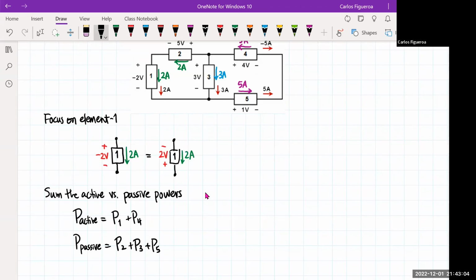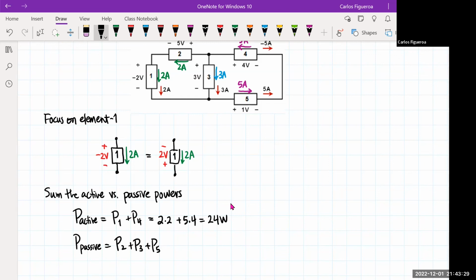So now let's compute each of the terms here. The first one is current times voltage, so this has a voltage of 2 times 2. Then if I go to element 4, it's 5 times 4. So this tells me that this is 24 watts.